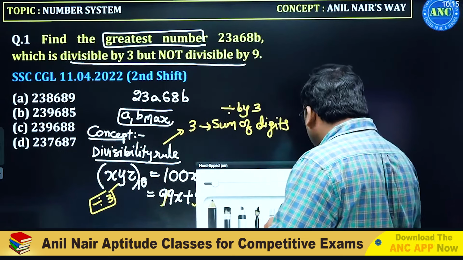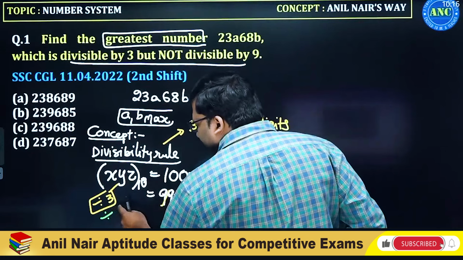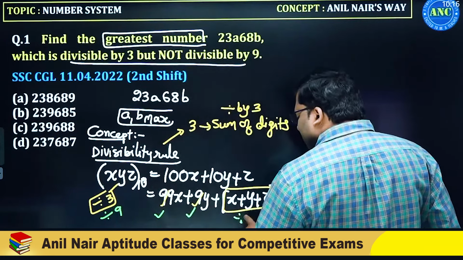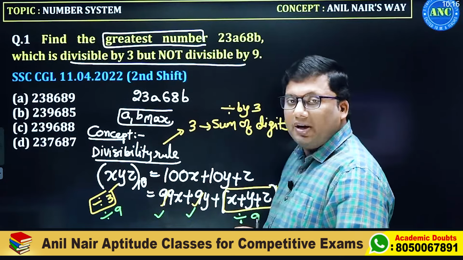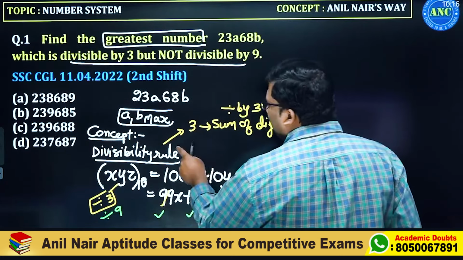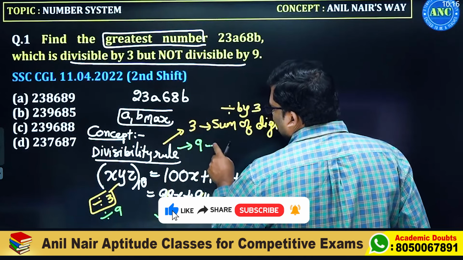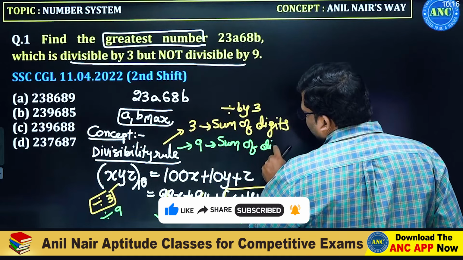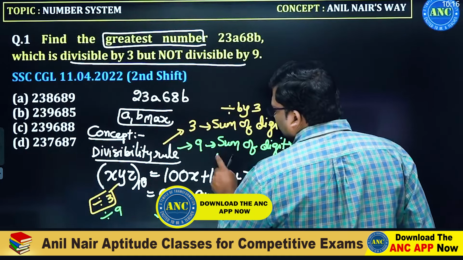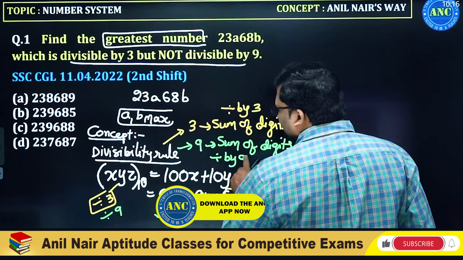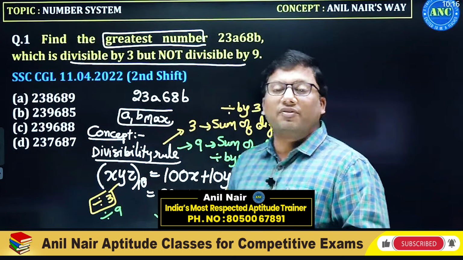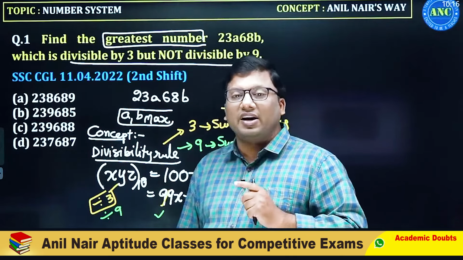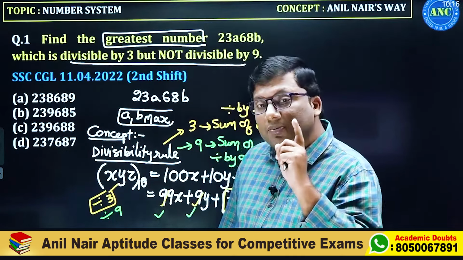Similarly, let me check what happens if it is divisible by 9. 99X is divisible by 9, 9Y is divisible by 9. That means X plus Y plus Z, the sum of the digits, should be divisible by 9. So the divisibility rule for 9 is that the sum of the digits should be divisible by 9. I hope the divisibility rules of 3 and 9 are very clear to you. The rule for 3 is that the sum of the digits should be divisible by 3, and for 9 the sum of the digits should be divisible by 9.